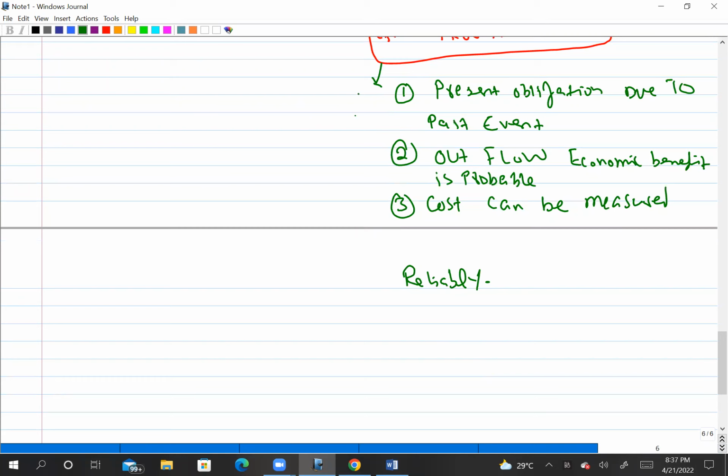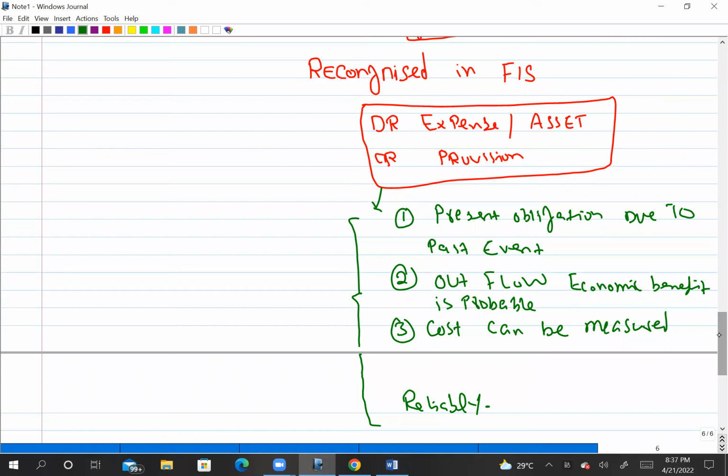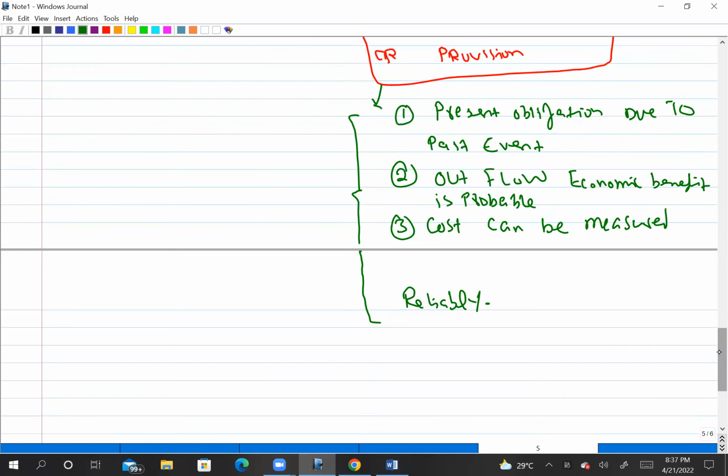So if these three conditions are fulfilled, then a provision will be recognized in a financial statement. Expense will be debited and provision will be credited. If any of the recognition criteria is not fulfilled, then the provision cannot be recognized. All three conditions must be fulfilled.